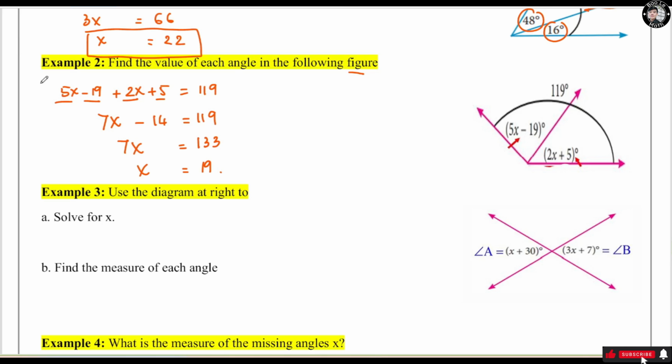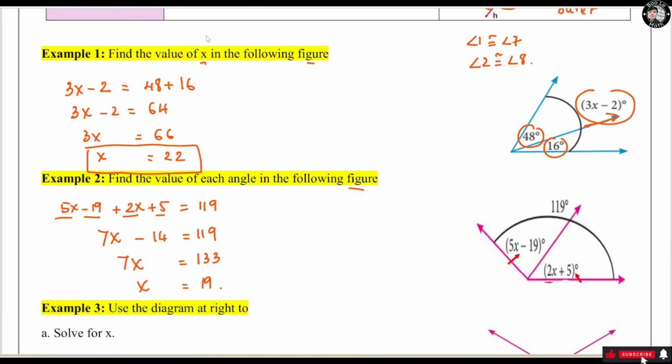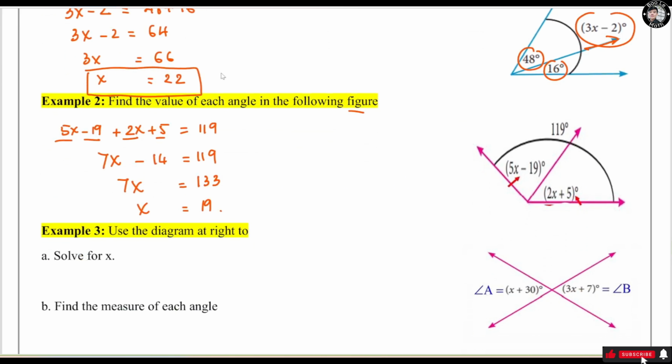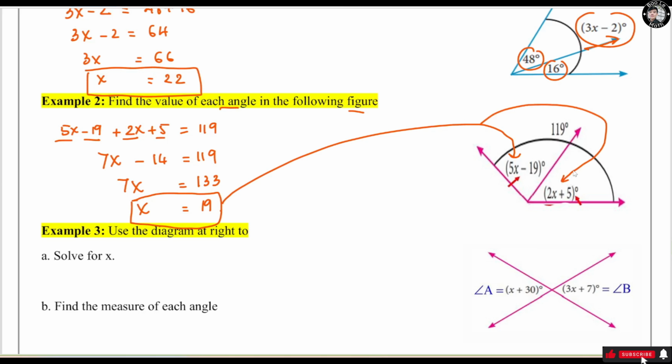Now, unlike example number 1, where the question only asks you to solve for s, example number 2 asks you to find the value of each angle. So we're not done yet. We need to substitute this value back in for s to find the measure of each angle. So we have 5 times 19 minus 19. It's going to be 95 minus 19, and it's going to be 76 degrees. So this one is 76.